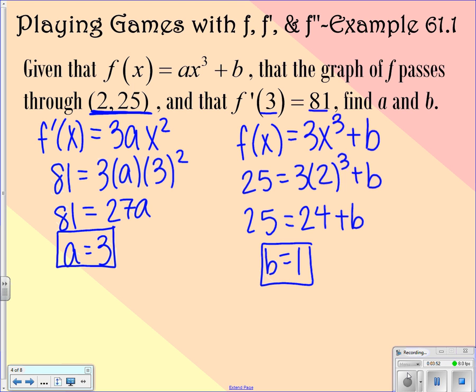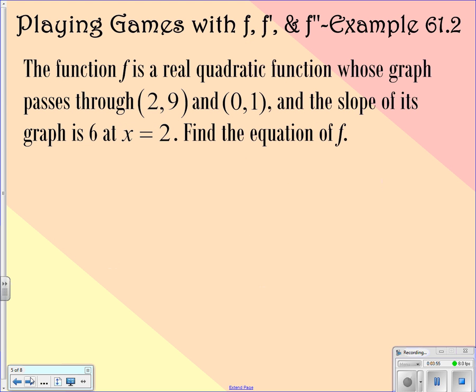Okay, so looking at the next example, we have a function that is a real quadratic function, and it passes through the points 2, 9 and 0, 1, and the slope of the graph is 6 when x equals 2. We want to find the equation of f. Well, a real quadratic function is going to be ax squared plus bx plus c.